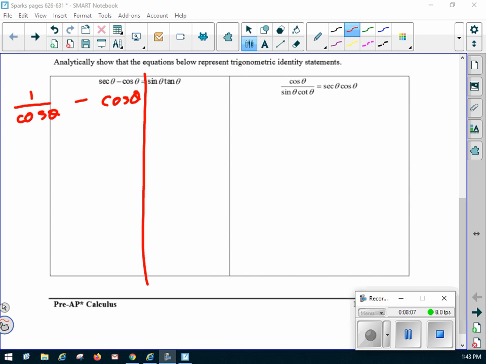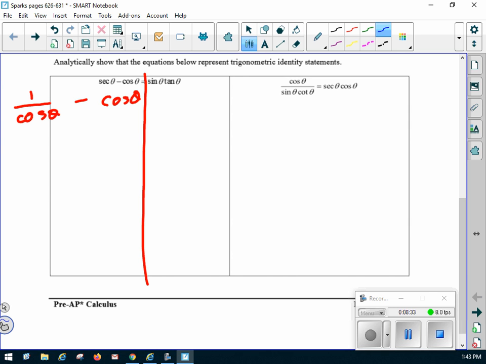So, the Berlin Wall went up, and we're working on the left side. So what we're going to do here is we're going to get a common denominator. Now remember, when you do a verification, always keep in mind where you're trying to get. You are trying to get the left side to look like the right side. That's what you're trying to do.